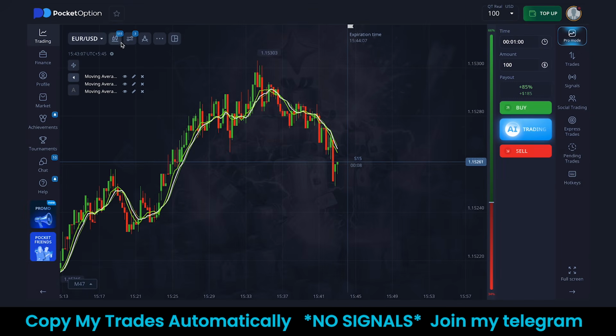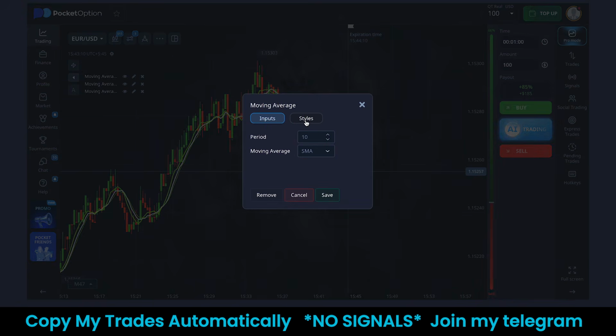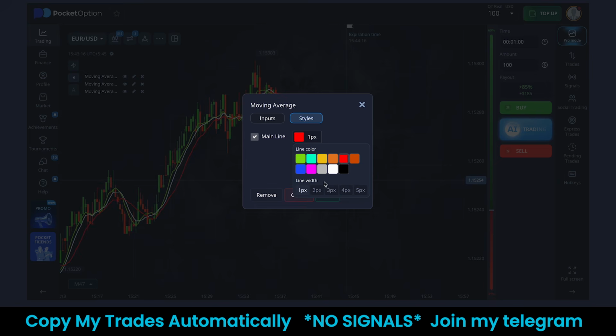And now let's go to the third one. Let's make this 14 and let's make it SMA as well. Style to red with 2 pixel, and yeah, that's all, and save it.